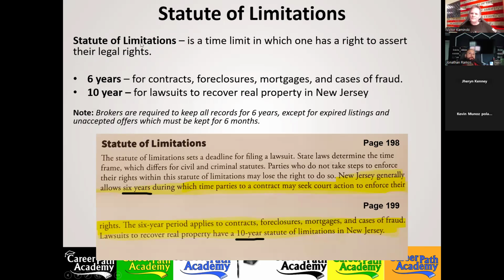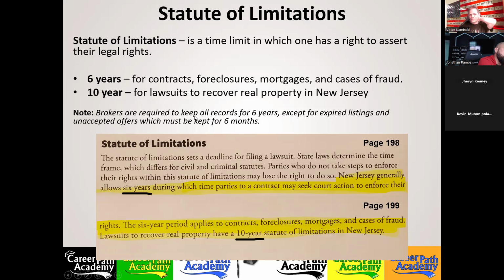What is a statute of limitations? It's a time limit in which one has a right to assert their legal rights. There's a 6-year statute of limitations for contracts, foreclosures, mortgages, and cases of fraud. There's a 10-year statute of limitations for lawsuits to recover real property in New Jersey.